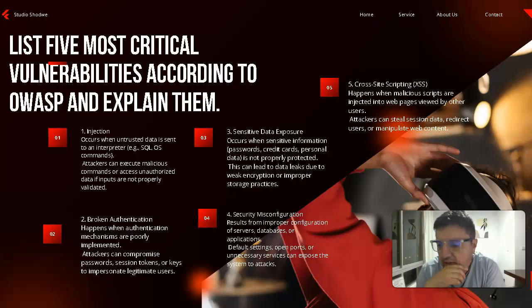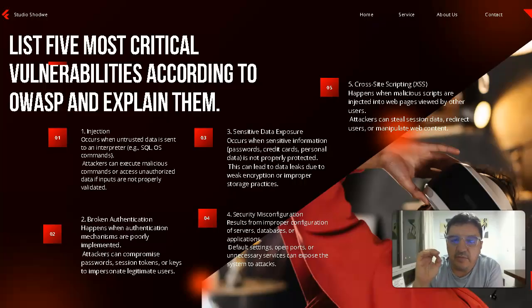Normally we have many rules, and those rules cannot be followed totally. Attackers can compromise passwords, session tokens, or keys to impersonate legitimate users. Normally the hackers attack those sensitive keys, like passwords, session tokens, or keys to impersonate legitimate users.